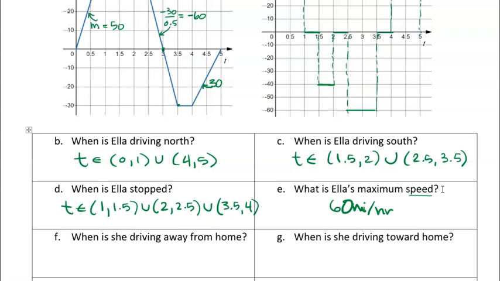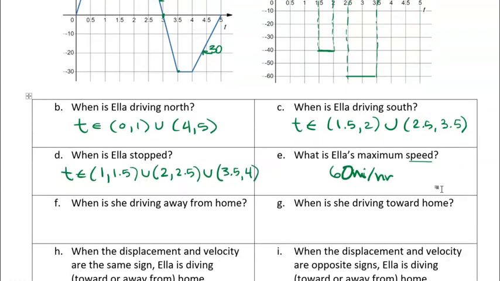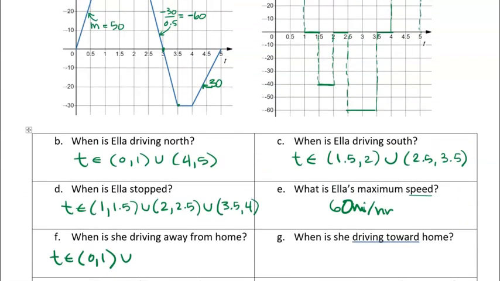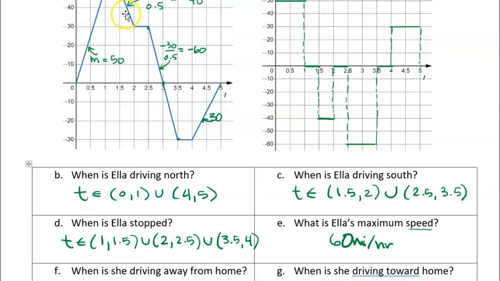So, when is she driving away from home? Well, we can again look at the graph. Her initial velocity was positive, right? She was driving away from home during that first leg from 0 to 1. Then there were a couple of legs where she's driving south but toward home.